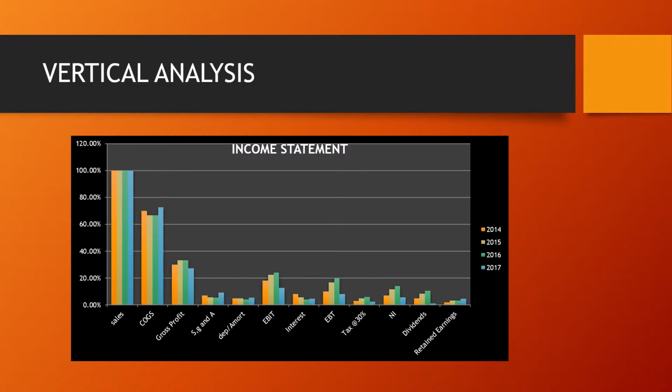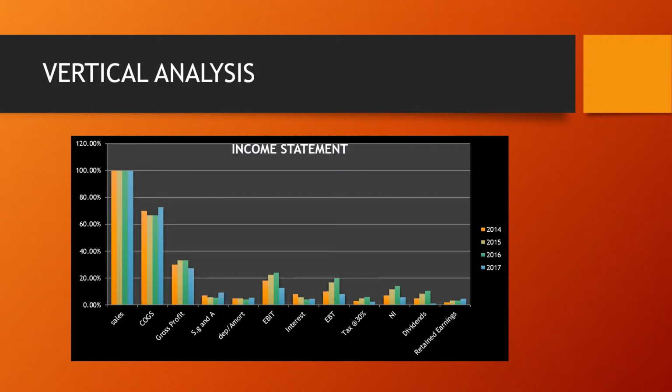Going to the second way of analysis, which is called vertical analysis, it is a method in which each line item is listed as a percentage of a base figure within the statement. So, line items on an income statement can be stated as a percentage of gross sales, while on a balance sheet they are stated as a percentage of total assets.